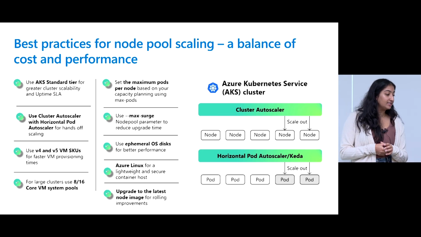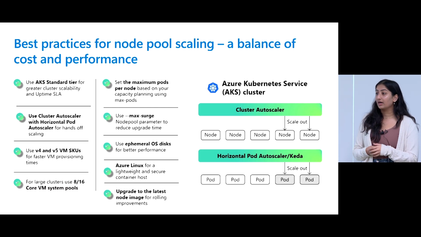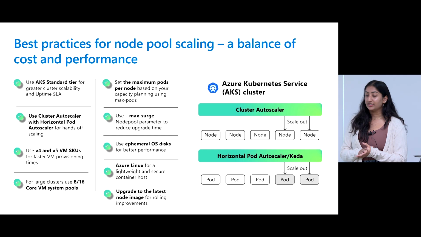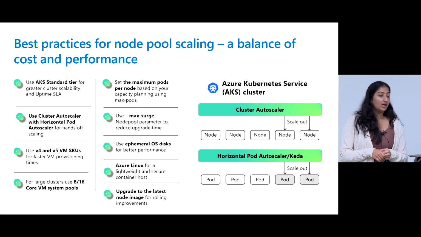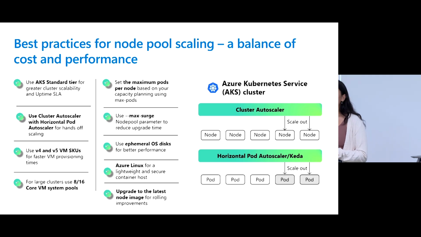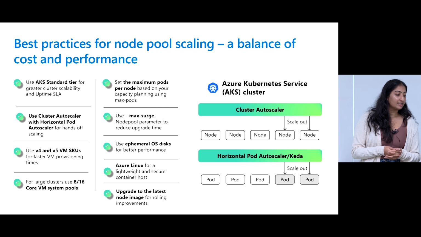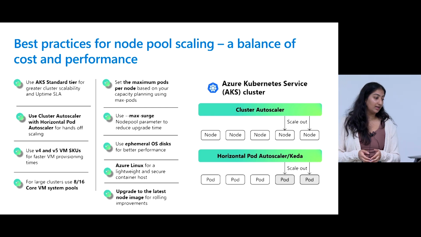Often questions that we see are how many nodes and how large of VMs to use for a range of different types of workloads. So we do recommend using v4 and v5 VM SKUs since they provide faster provisioning speed, and larger system pool VM SKUs when running large AKS clusters, so on the scale of 500 nodes plus. It's a good idea to set max pods per node based on your capacity planning as well.